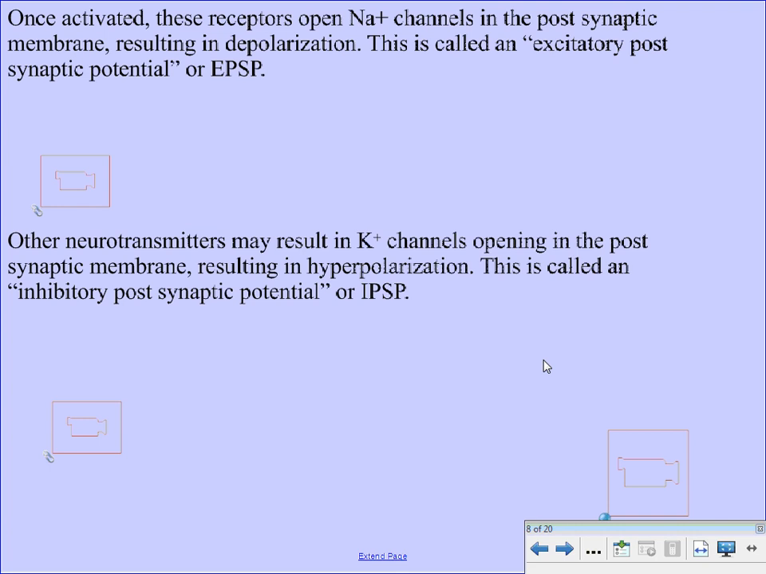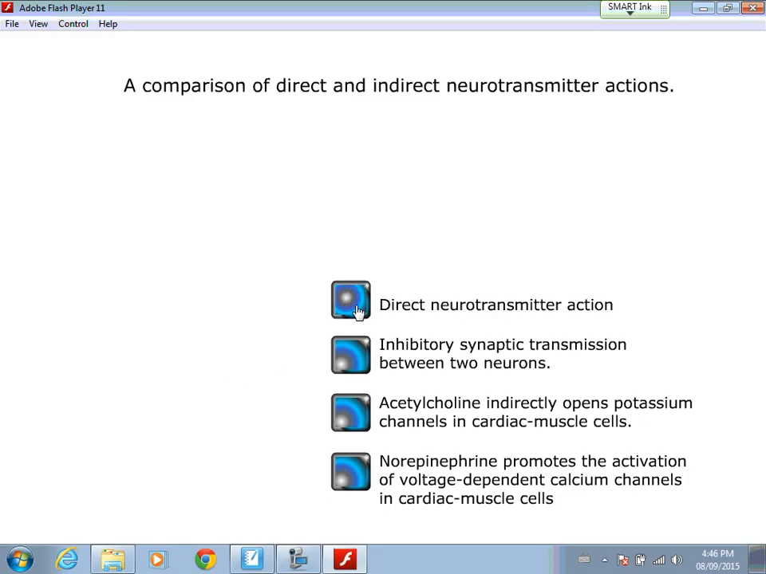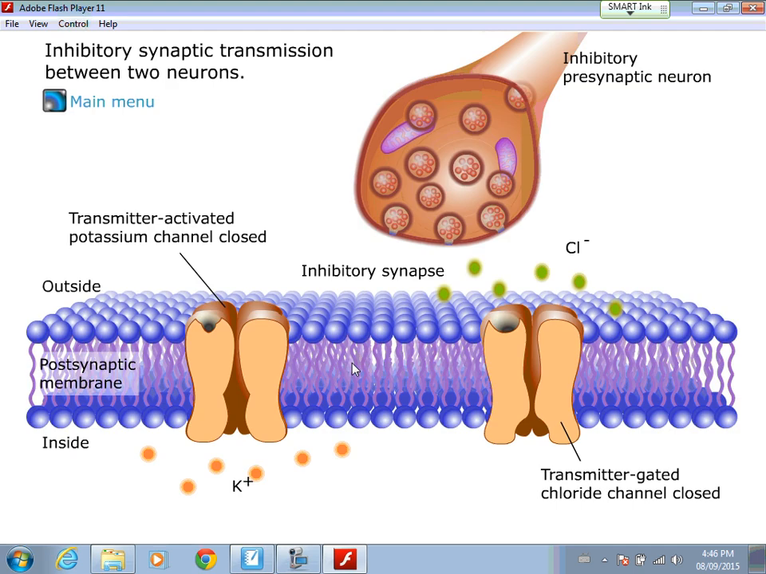Again, we can have an inhibitory message. Now remember that there's more potassium inside than outside. So if we open up the potassium channels, then we're going to get hyperpolarization rather than the depolarization. So let's take a look at this one here that's showing the inhibitory message.